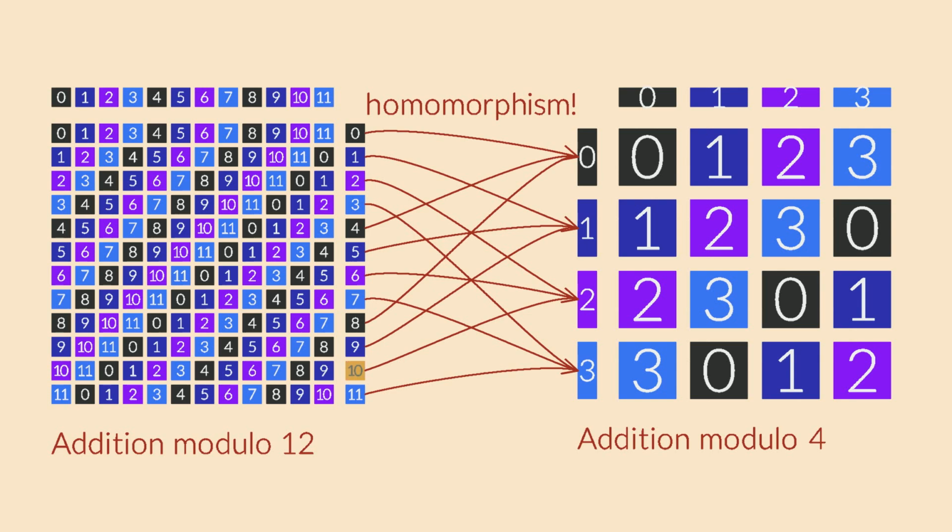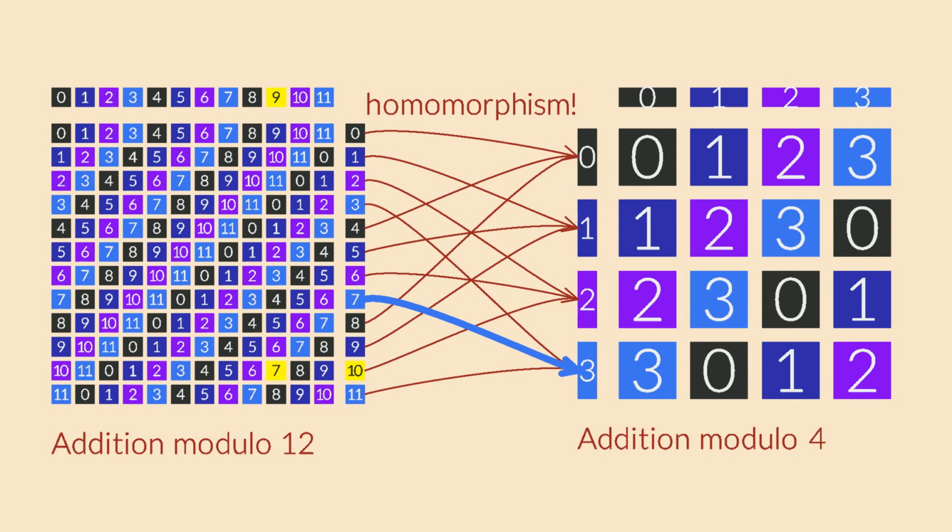Let's add 10 plus 9. We can do this on the left, and the result would be 7. Then we map 7 over to the other side, and we end up in the block labeled 3. Remember that on the right we are doing addition modulo 4, and 7 indeed has a remainder of 3 when you divide it by 4.